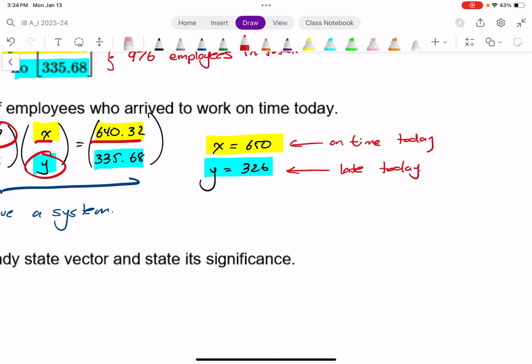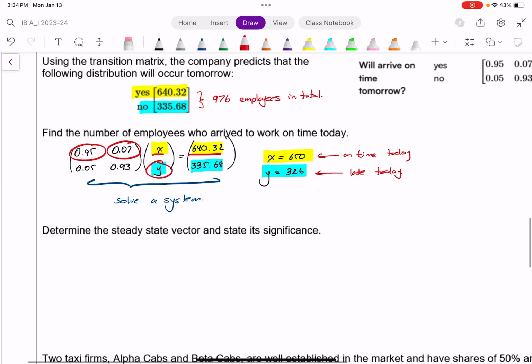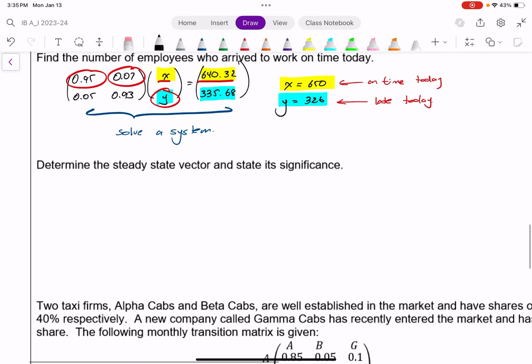All right. That said, if I wanted to find how many people, now that I know how many people to start, if I raise the transition matrix to the power of 2, this value here would tell me how many people we predict to be late in 2 days from now. All right. That's it. I won't change the question anymore. However, I then ask for the steady state vector and state its significance.